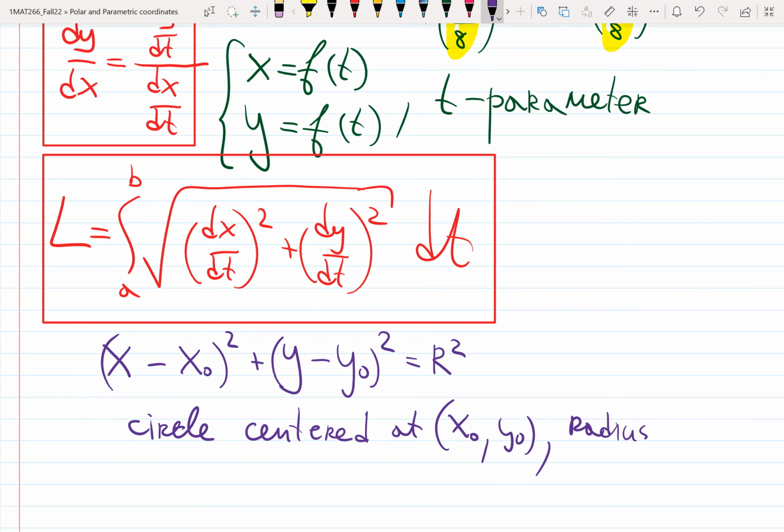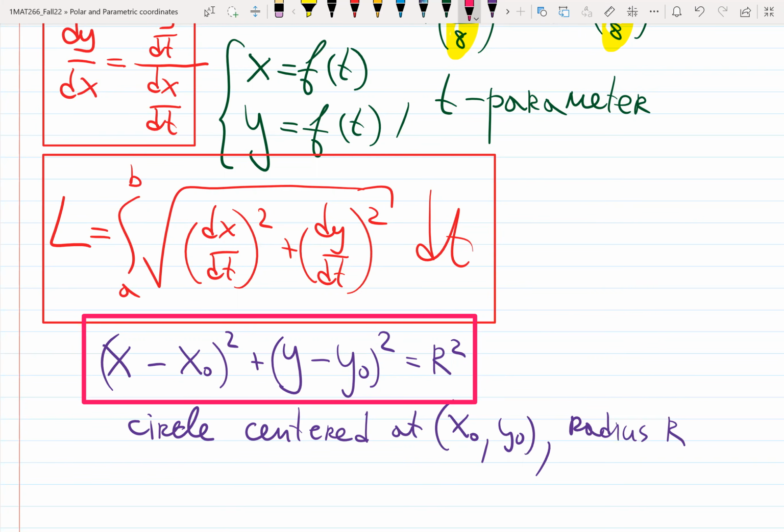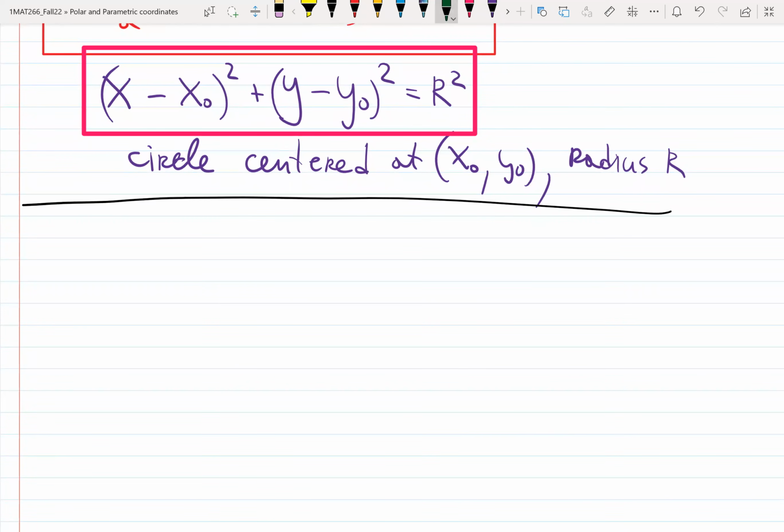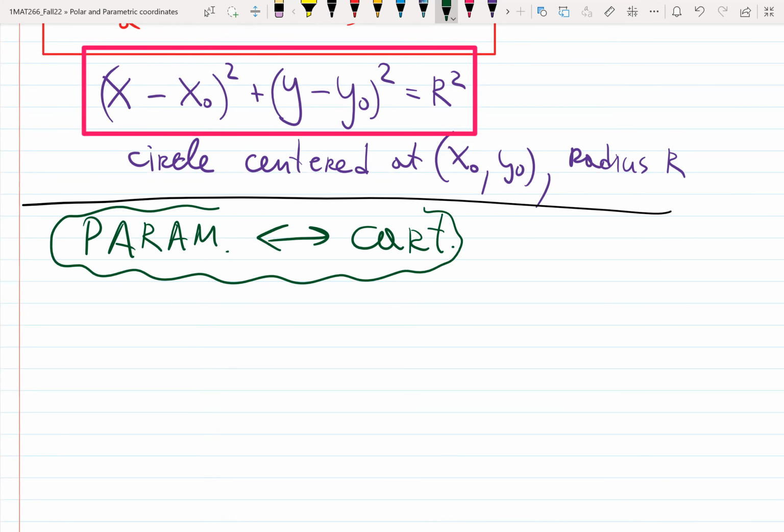Radius r, like so. That is an important formula, which will be on the test. I don't give it to you, so you have to know that. Nice. Let's practice. What do we want here? We taught you several things: how to jump between different forms, from parametric to Cartesian, which is sometimes called rectangular, and back. So introduce a parameter or get rid of the parameter.